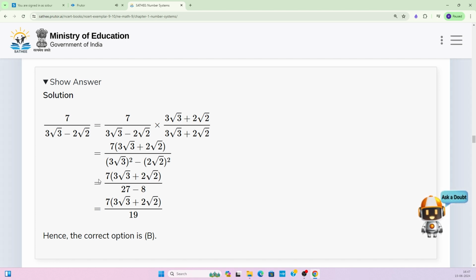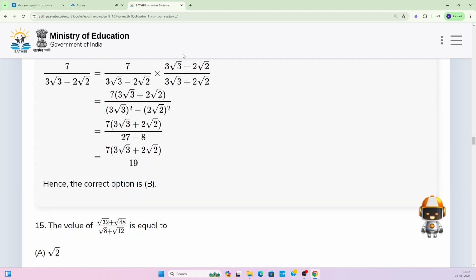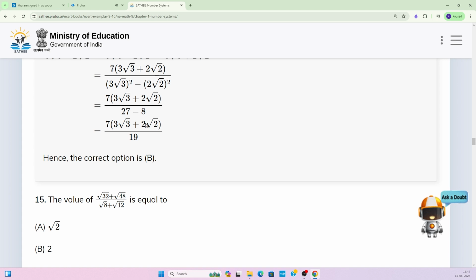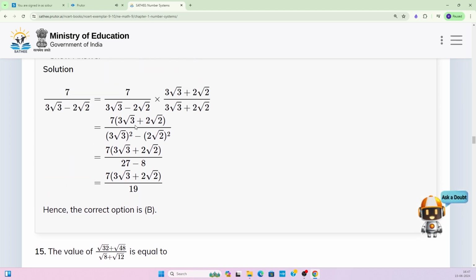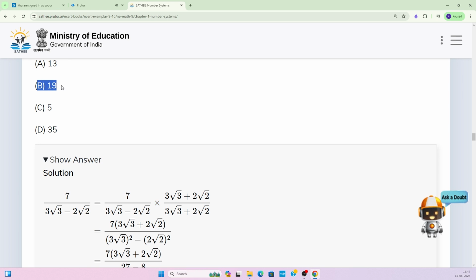Okay, and this is equal to 7 times (3√3 + 2√2) divided by ((3√3)² − (2√2)²), and this is equal to 7 times (3√3 + 2√2) divided by 27 − 8. Okay, and this is equal to 7 times (3√3 + 2√2) divided by 19. Hence the correct option is option number B.